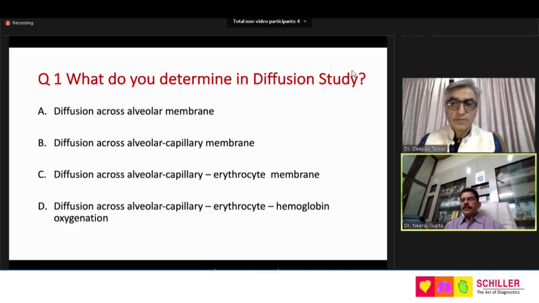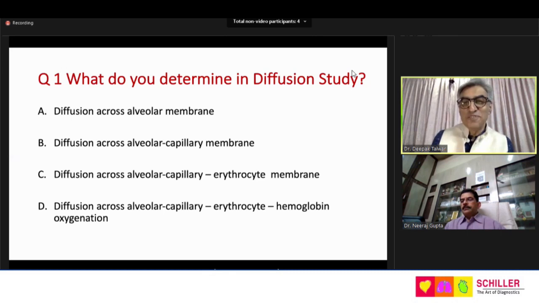So we have received answers. For choice number one, 13, almost 14%, but the maximum have polled for choice number two, diffusion across the alveolar capillary membrane. Right. So I think the first point just clinched the point on the basis of which we had made this question. So you can see, Neeraj, this is what we all think about.